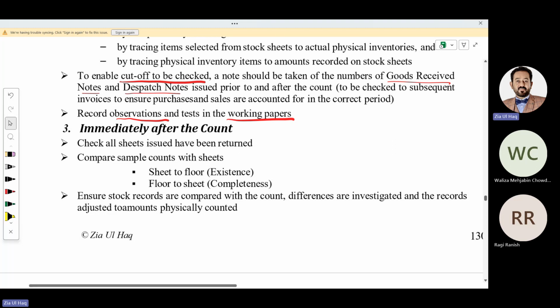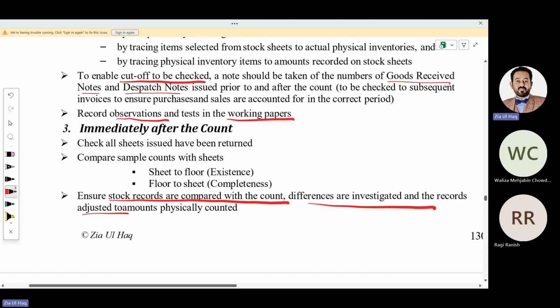What is the purpose of count? To update the PIR, so we need to make sure stock records are compared with the count. PIR is compared with the count, and if there are any differences, they are investigated and adjusted to the PIR. If the PIR is not going to be adjusted after the count, there is no purpose of the count.